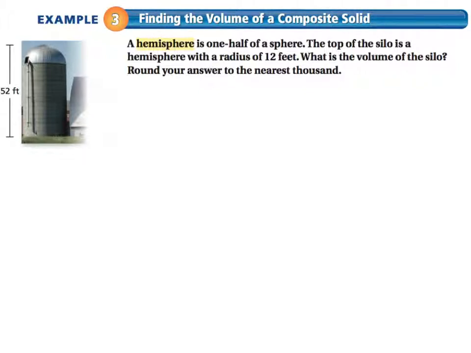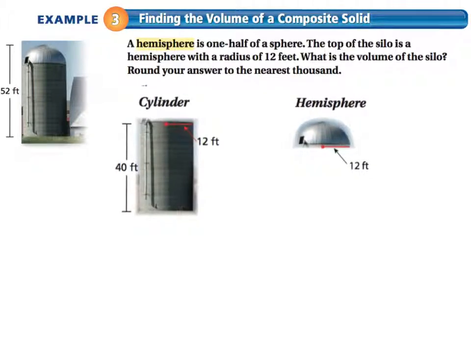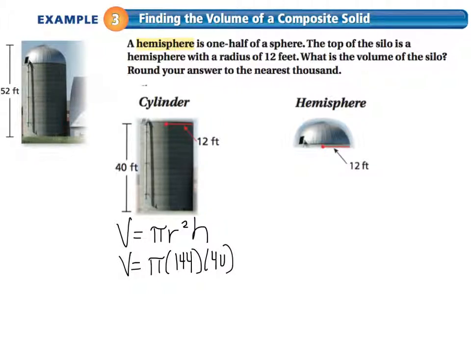So in this problem, we have 2 shapes. So what you should do first is separate them. Look at them, label them. We have to find the volume of a cylinder and a volume of a hemisphere. Well, the cylinder is pi r squared multiplied by height. So that gives me what? Pi r squared. So what would that be? R squared. Tell me what it is. What should I put right here? Well, 12 squared is 144. Multiplied by the height, which is 40. That gives me 5,760 pi.